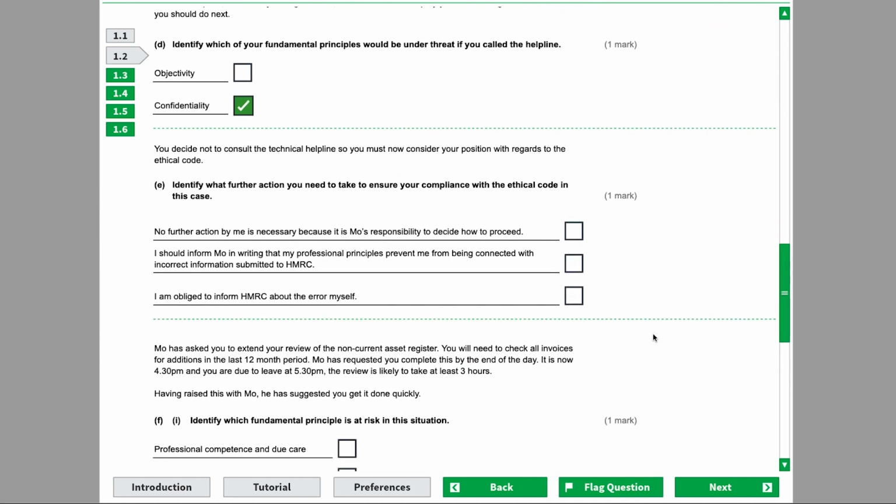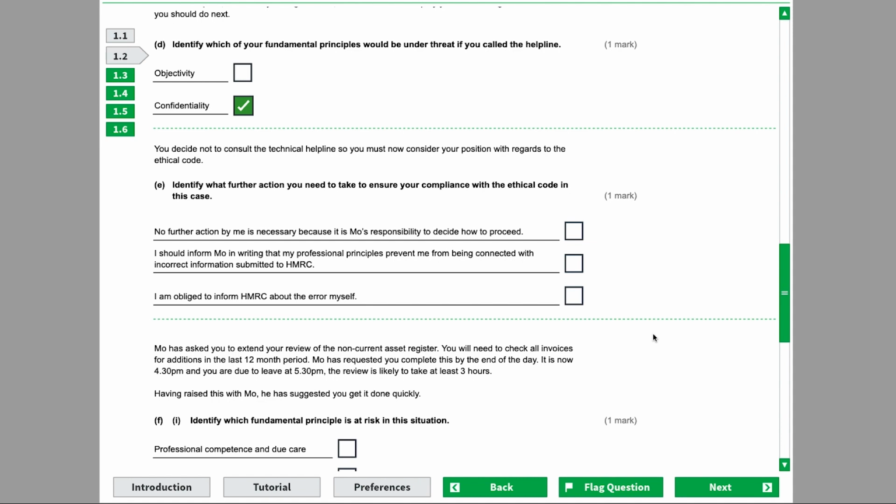Part E then. You decide not to consult the technical helpline, so you must now consider your position with regards to the ethical code. Identify what further action you need to take to ensure you're compliant with the ethical code in this case. So we've got three options. We've got no further action by me is necessary because it is Mo's responsibility to decide how to proceed. We then have I should inform Mo in writing that my professional principles prevent me from being connected with incorrect information submitted to HMRC. Or part 3, I am obliged to inform HMRC about the error myself.